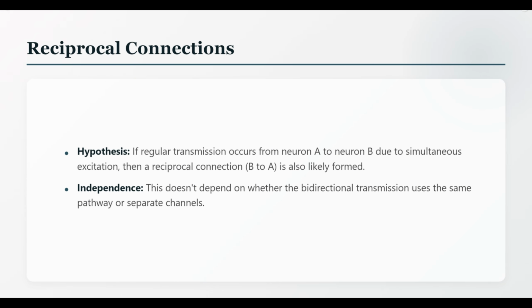If we accept that simultaneous firing strengthens connections, what happens next? If neuron A regularly fires and causes neuron B to fire, and they fire together often, wouldn't it make sense that B also starts to influence A? This suggests that these learned connections are often reciprocal. If A talks to B, B probably starts talking back too. Whether they use the same pathway or different ones isn't specified here, but the idea is that mutual influence develops. It's like building a two-way conversation channel whenever two parties talk frequently enough.